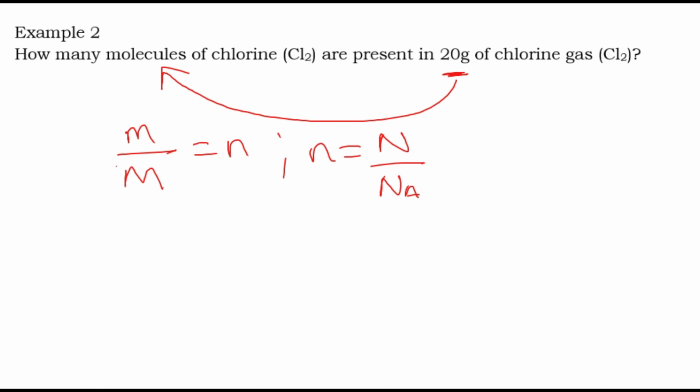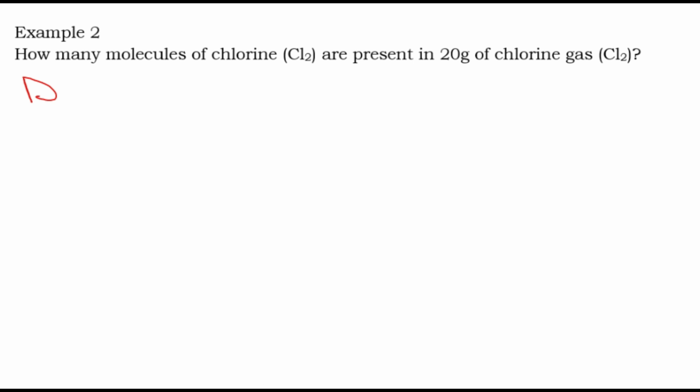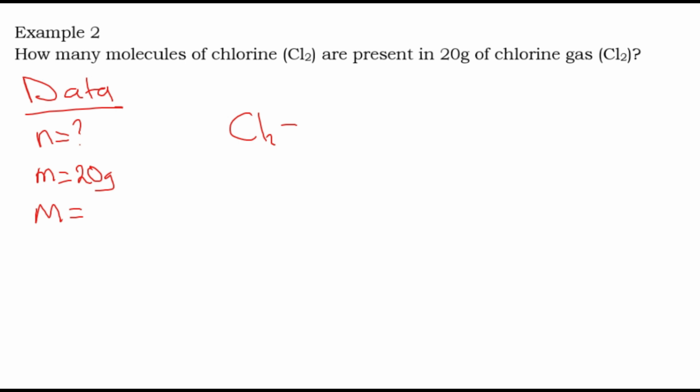Okay, so now let's first determine the number of moles from the formula: number of moles is equal to mass over molar mass. Data: number of moles unknown. What's our mass? 20 grams. What's our molar mass? Chlorine is diatomic, so Cl2, that is 2 multiplied by the relative atomic mass, which is 35.5, gives us 71 grams per mole. So this will be 71 grams per mole.